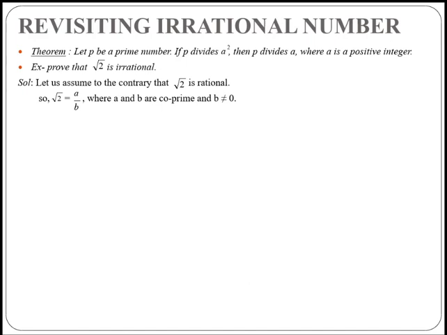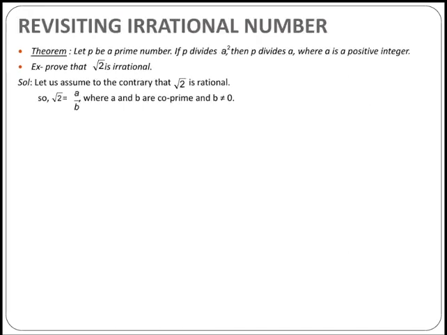We'll assume to the contrary that root 2 is rational. We have to prove that root 2 is irrational, so we'll assume to the contrary, that means the opposite, that root 2 is rational. And when we assume that root 2 is a rational number, we can write root 2 as a upon b, where a and b are co-prime numbers and b is not equal to 0. What do you mean by co-prime numbers? Co-prime numbers are the numbers which do not have any common factor other than 1. That means a and b cannot have any common factor in their prime factors.